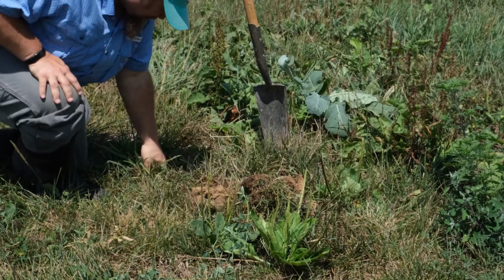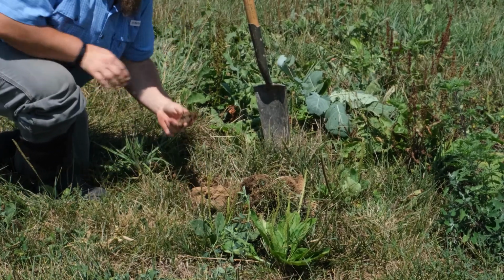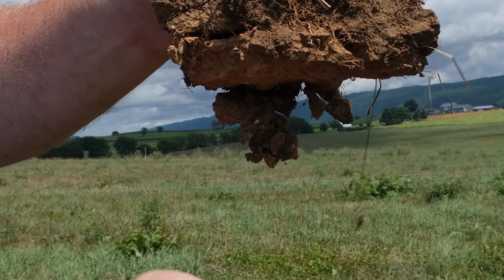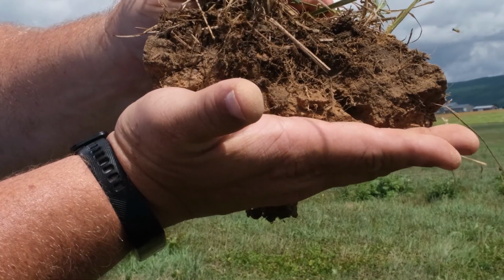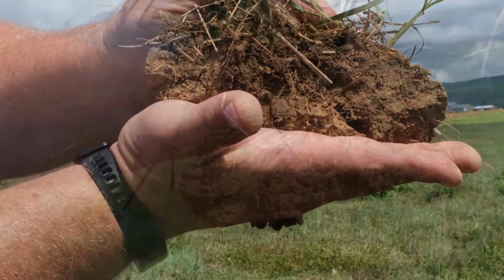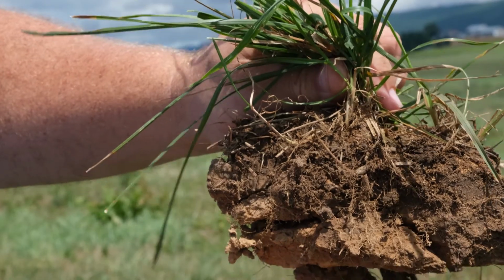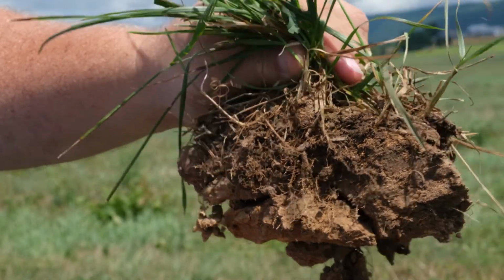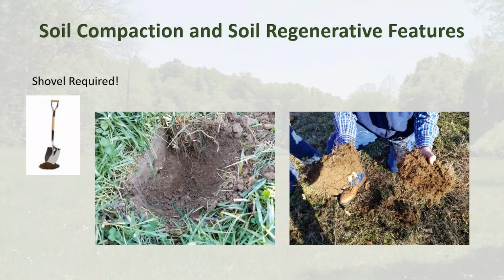Then observe and compare in each hole the ease of getting the shovel into the soil, the rooting depth, the root morphology or direction of growth. They should be growing down through the soil profile, not horizontally, which is an indicator of compaction. The soil structure should look more like cottage cheese, not platy, especially if that platiness is in the top 12 inches. And that is another indicator of compaction. Also, observe any earthworm or insect presence or activity.